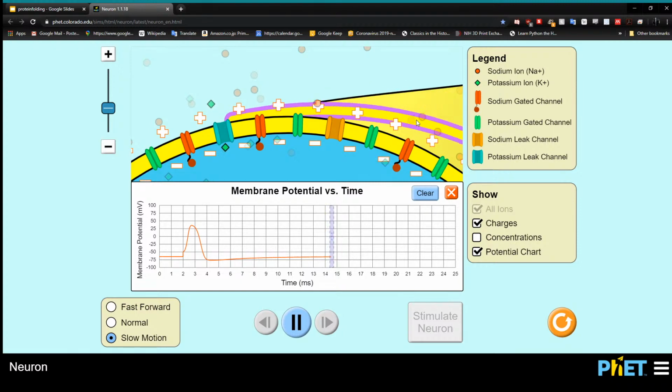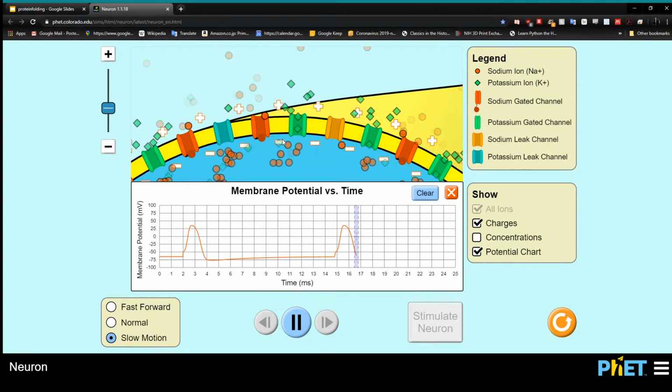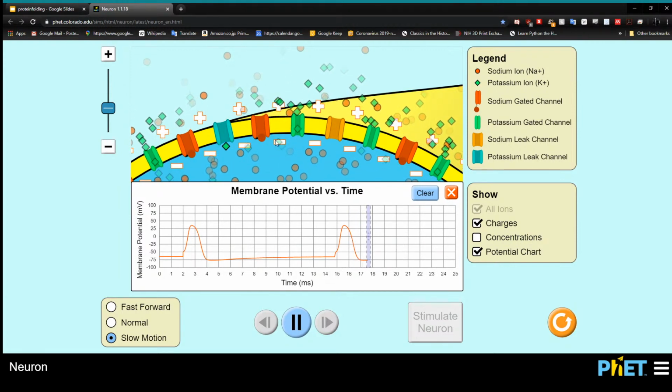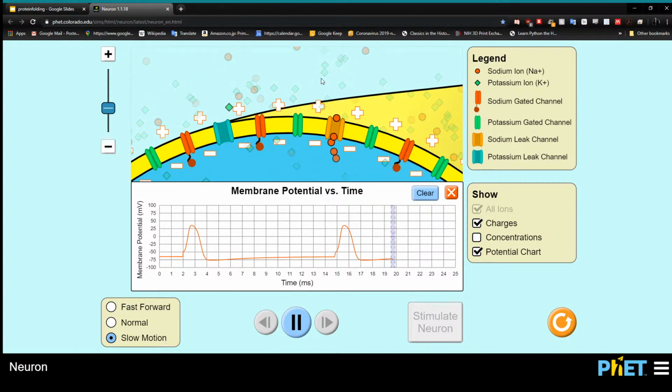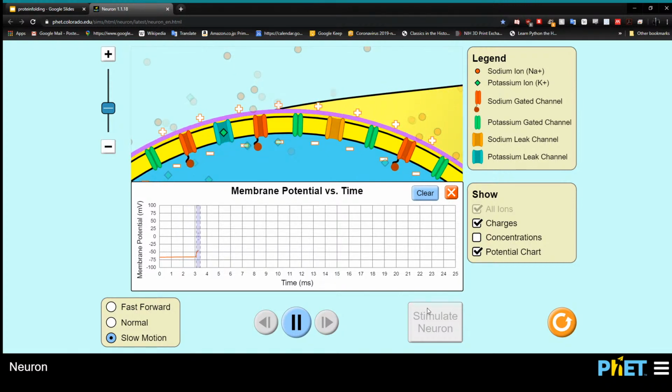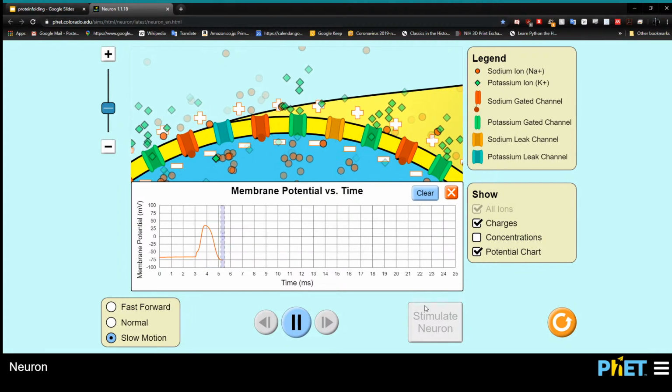Alright, so we send another signal. Opening, depolarization, minus outside, plus inside. Closing, like inactivated state. Potassium goes out, repolarization, closing, and we start again from the resting potential. Okay. One more time. Opening, closing, and so on.